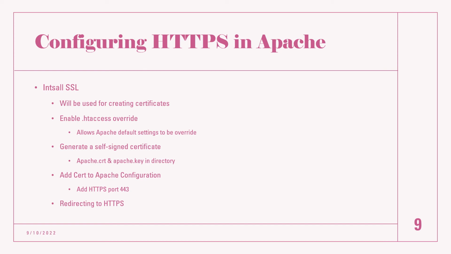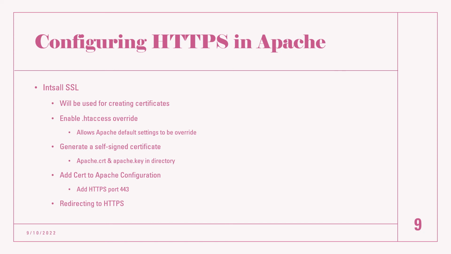Third step is to generate a self-signed certificate. And once you start that process, you'll be prompted for some information such as the country you're in, the state, city, and then the company name. You should end up with an Apache cert and Apache key, if you've done everything in the previous steps correctly.